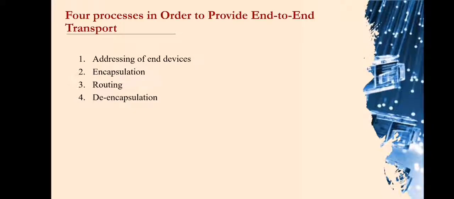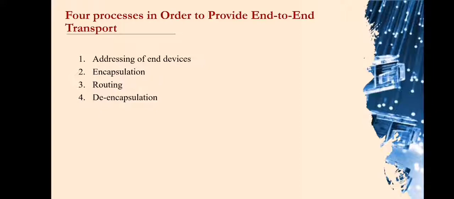We now go to the four processes in order to provide end-to-end transport. First, we have the addressing of end device. Now, addressing an end device refers to the IP addresses, which must be unique for identification process.